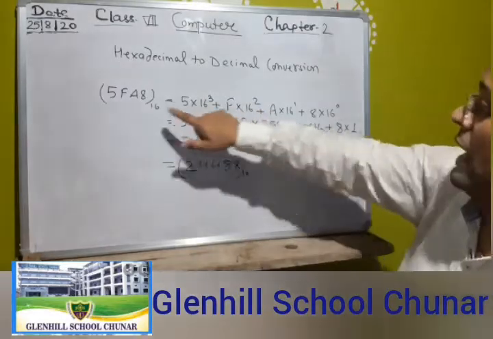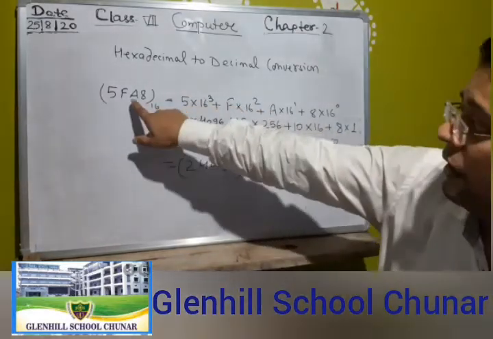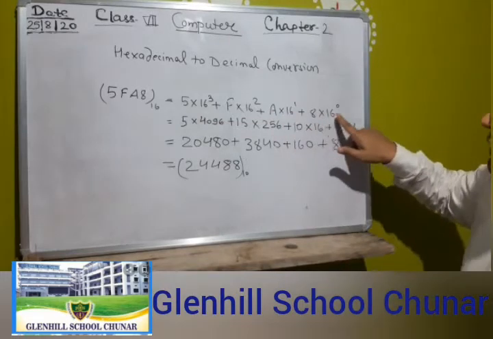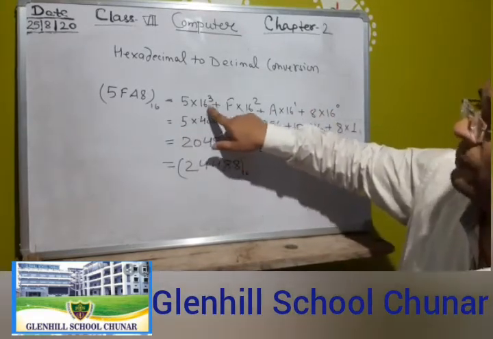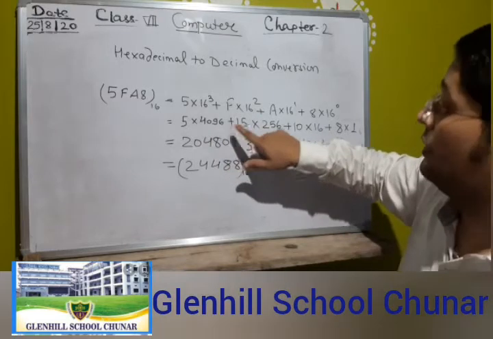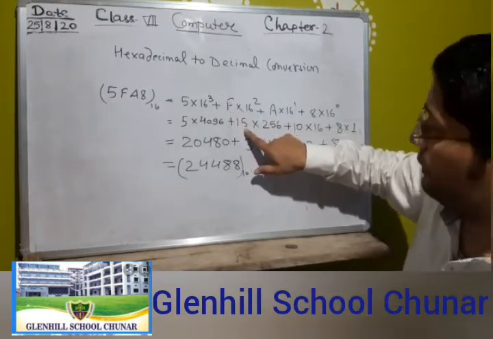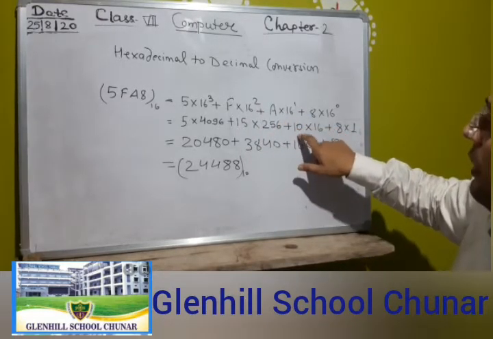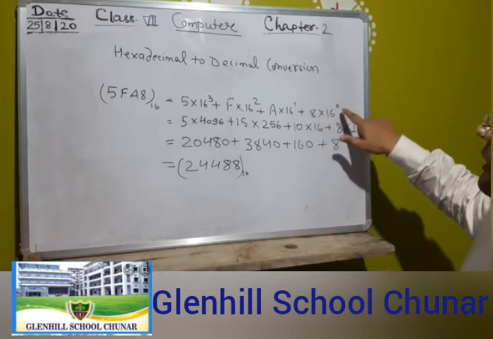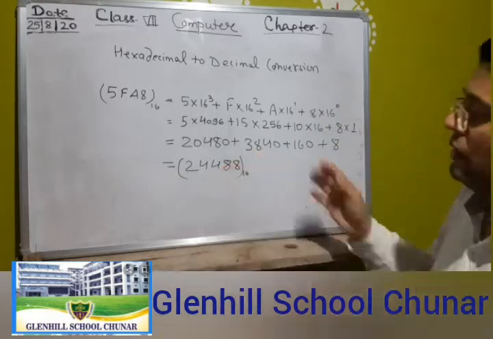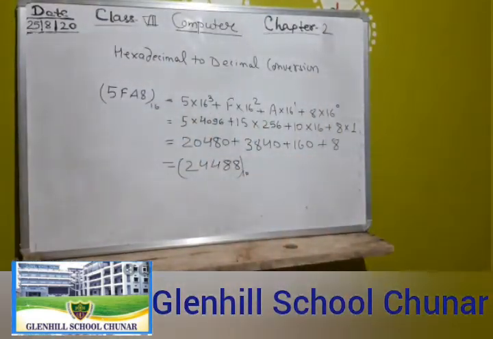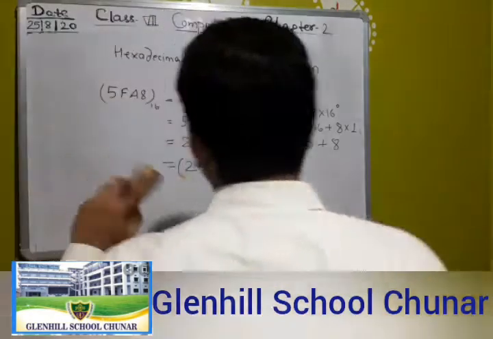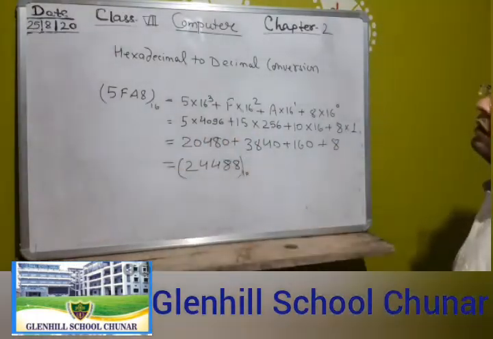Here F into 16 square and that third number A into 16 and 8A. So here the 16 power 3 value 4096 and F value is 15 and 16 square is value 256 and A value 10 and 16 power 1 is 16, 8 into 16 power 0, that means value 1, and multiply to each other. So we will find that number. Okay, student? Yes. So clear? How will we change the hexadecimal to decimal?